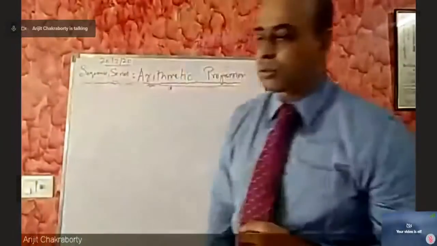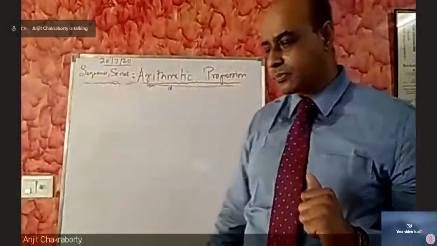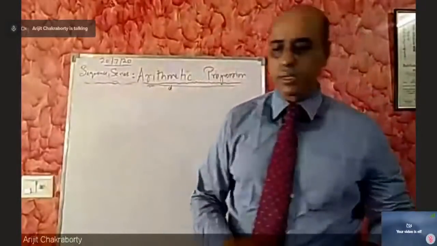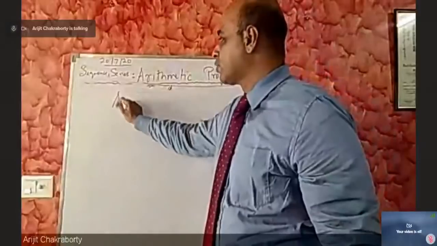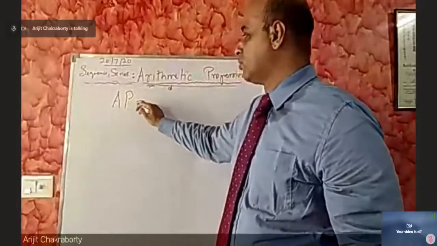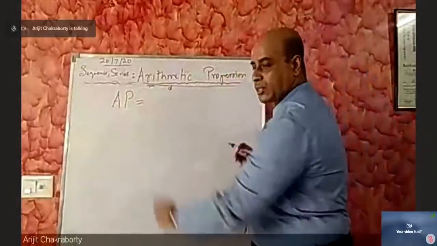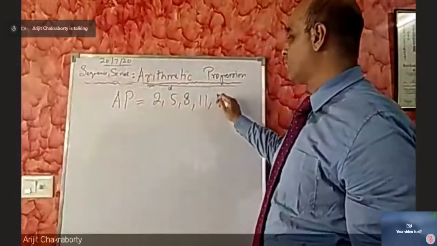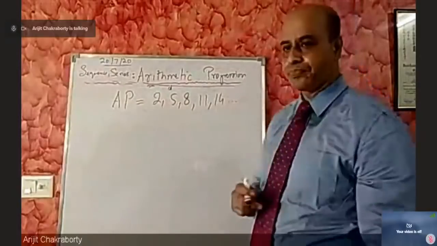Okay, now let us see how to find out the nth term. Now some formula. You have to remember some formula. Right. So let us first note down a sequence. It is an arithmetic sequence or arithmetic progression. You can say AP, arithmetic progression. 2, 5, 8, 11 and 14 and then so on.